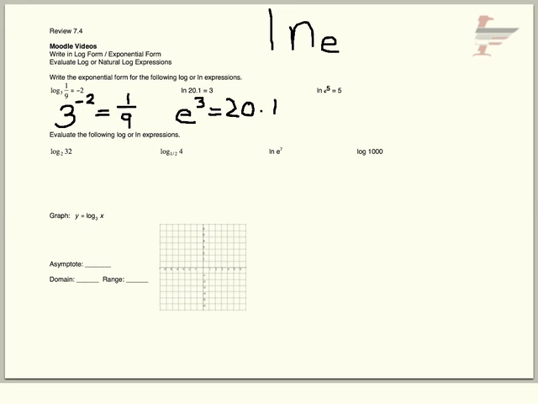And the last one, again, a natural log, which has a base of e. So e raised to that 5 equals e to the 5th, and sure enough, e to the 5th equals e to the 5th.